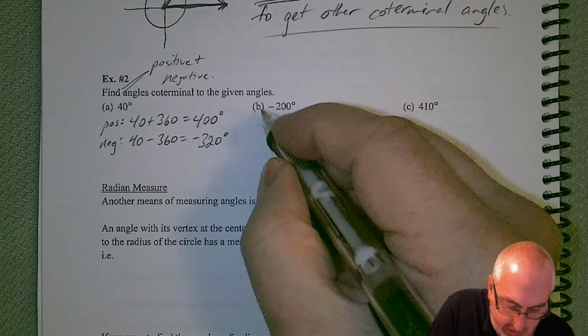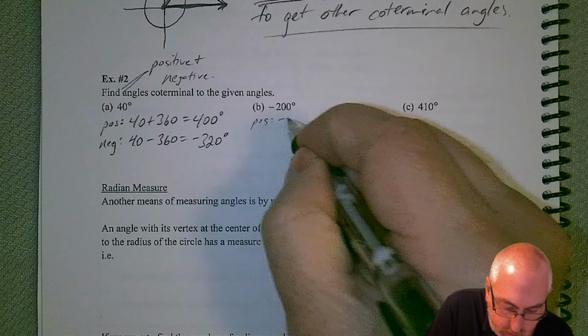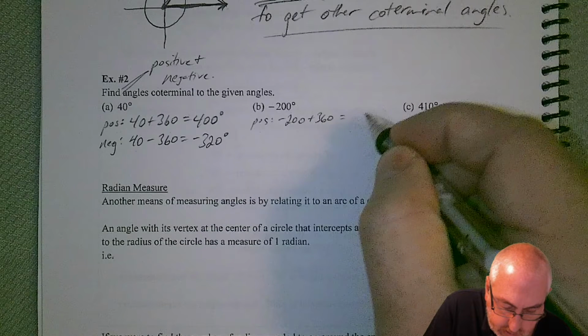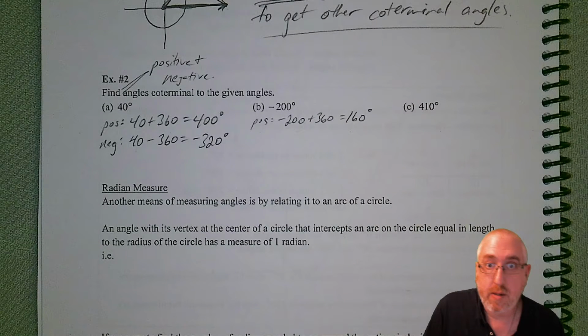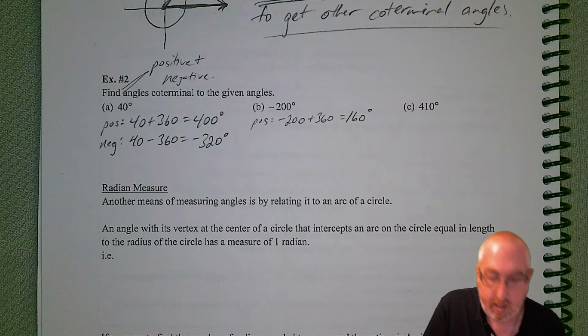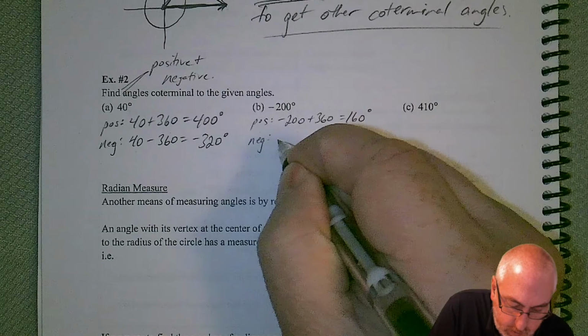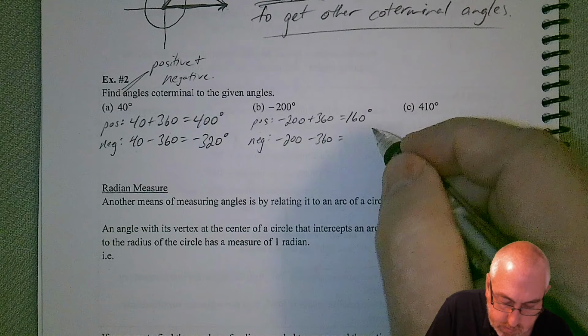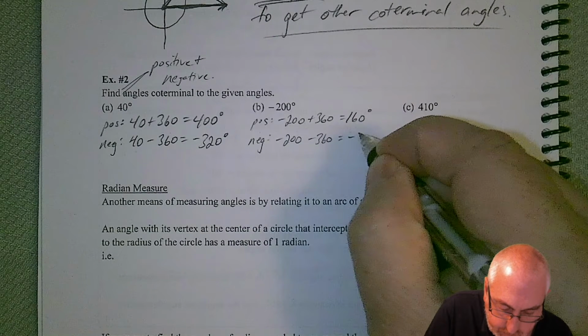So let's do it again. If we wanted a positive one, we can add 360. So that's going to give us a positive 160 degrees. And our negative, we can subtract. So that looks like negative 560 degrees.